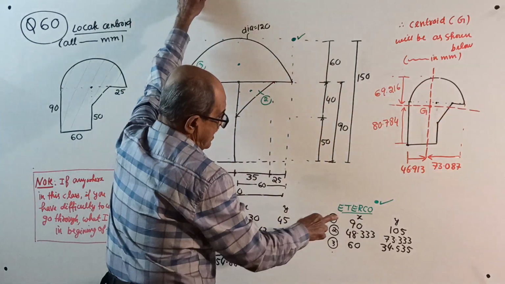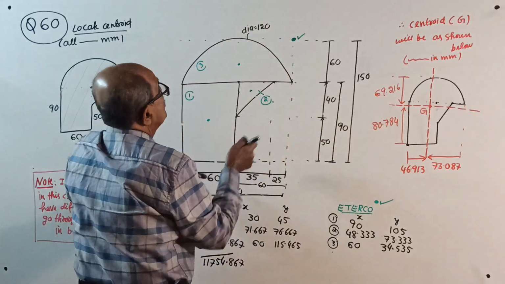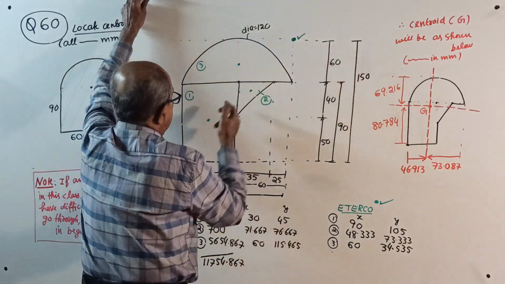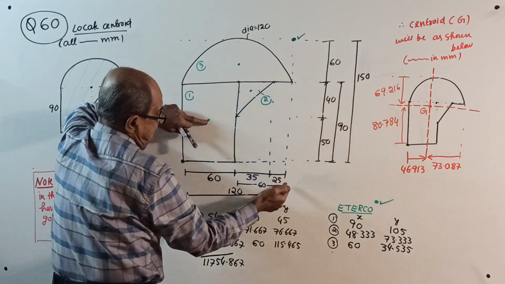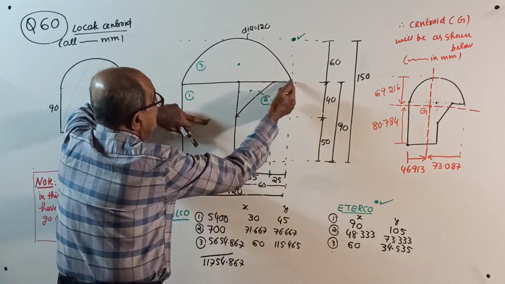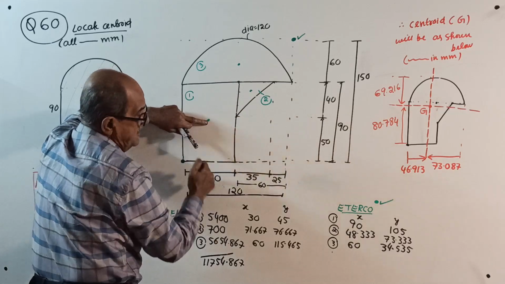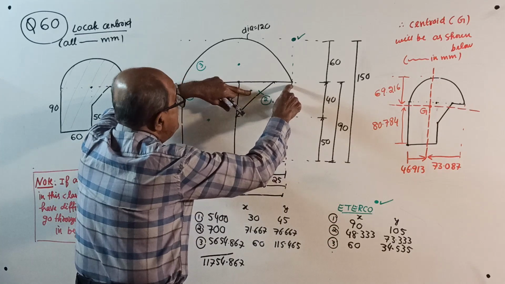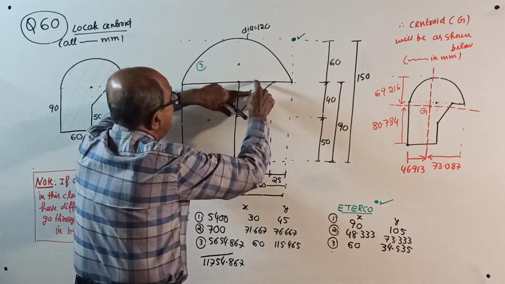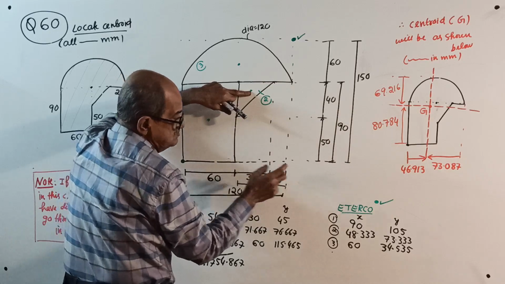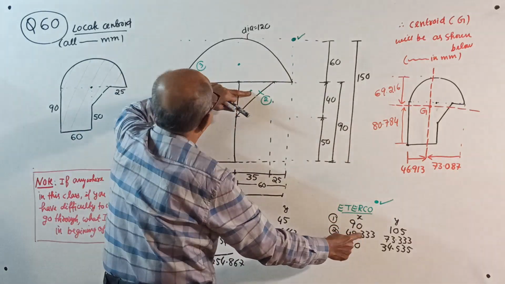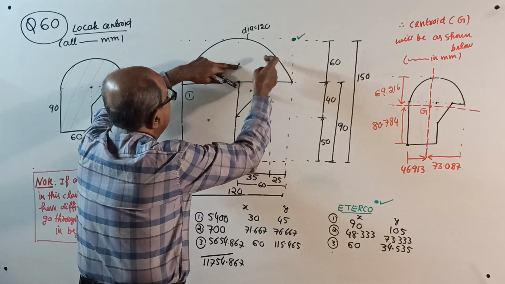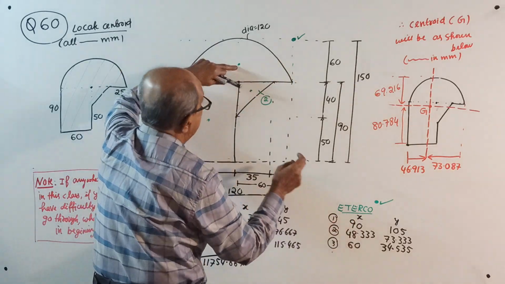Or Aterco, start Aterco, X, 60 plus half of 60, 90, 2, 25 plus 2 by 3 of 35, 48.333. This one, directly 120 by 2, 60.